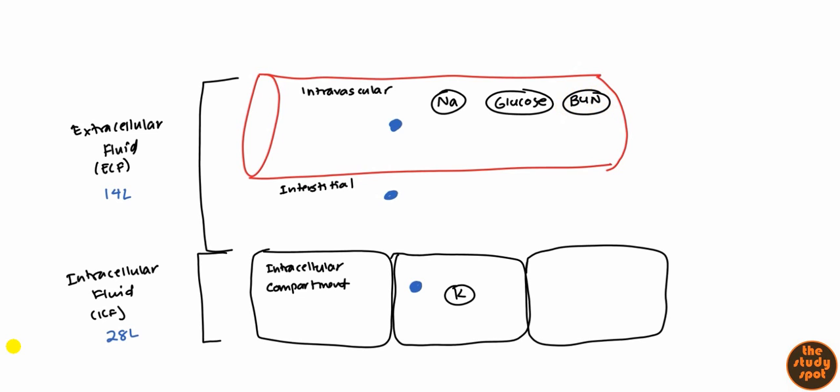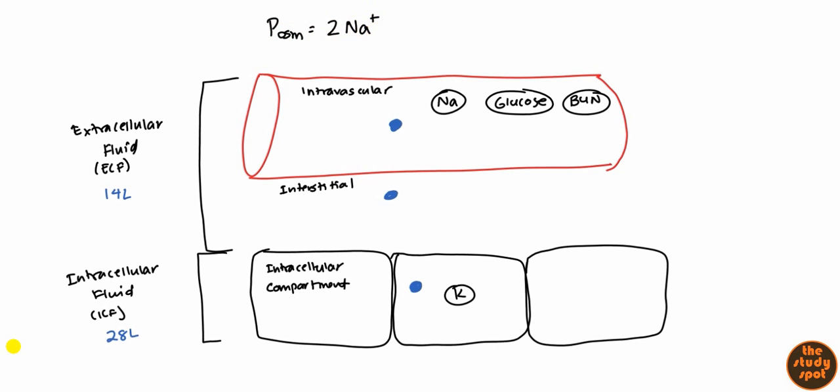So BUN will also maintain water inside the intravascular space. So these three molecules put together will determine what the plasma osmolality is. And so when we write the plasma osmolality, the plasma osmolality equals 2 times the sodium.